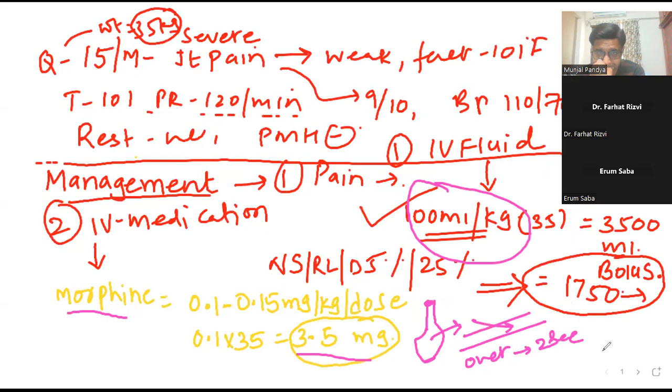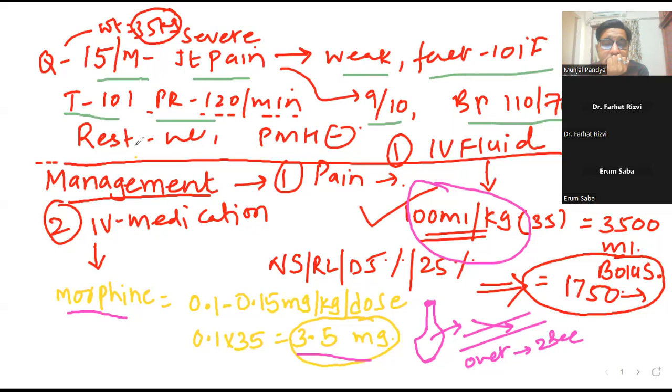The scenario is this: the patient is a 15-year-old male, weight is 35 kg. Severe pain, weakness, fever of 101. Vitals show temperature 101, pulse rate is 120, pain score of 9 by 10, blood pressure is 110 over 70, otherwise no significant past medical history, and the rest of the things are okay. Now this patient comes to you in the emergency room, how will you manage?